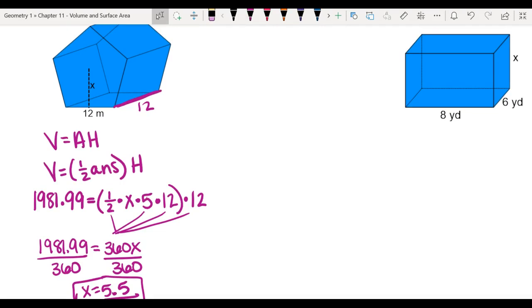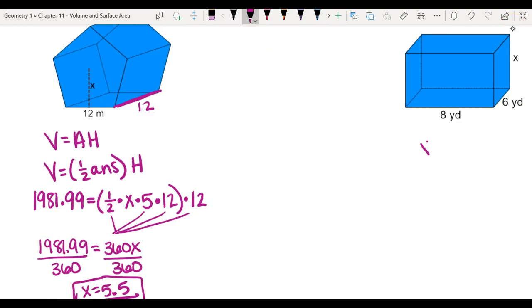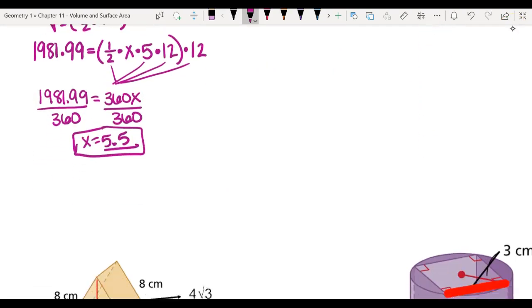I'd like you to try the rectangular prism one on your own. Okay, so try this one right here on your own and see how it goes. So this one you should get 6.